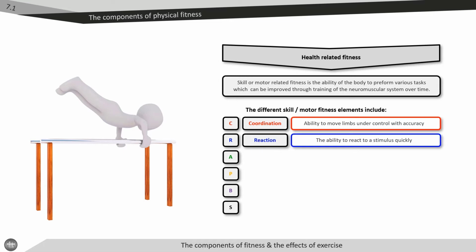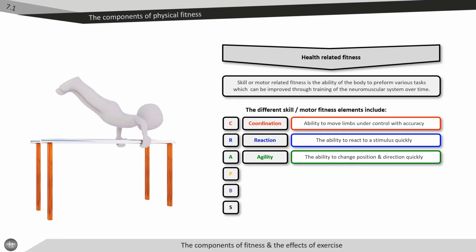Reaction time. This is the ability to respond quickly to a stimulus. It's important in many sports and day-to-day activities. Simple reaction time is the time taken between stimulus and a movement, and includes catching an item which you have accidentally dropped. Agility is the ability to change the position of the body and move in a different direction quickly, such as changing direction when walking or running.